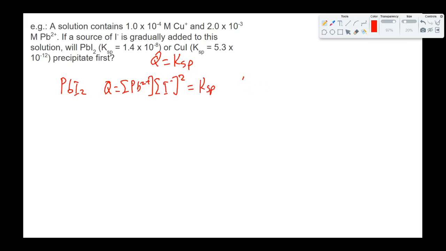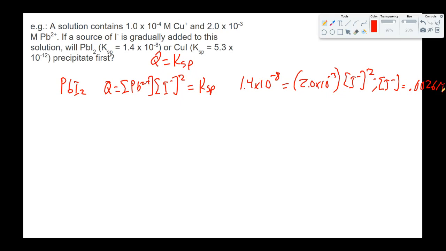KSP is given here, and it is 1.4 times 10 to the minus 8th. And we already know that the lead ion solution here is 2 times 10 to the negative 3rd. So at what iodide concentration squared would we end up with KSP? So we'll solve this for iodide concentration, and when you do the math, it comes out to 0.0026 molar. So once the iodide concentration reaches 0.0026 molar, this Q that we've calculated here would be equal to KSP, and you would get a precipitate.